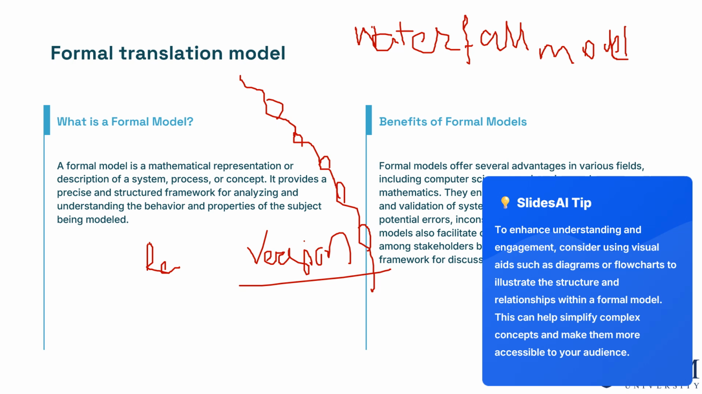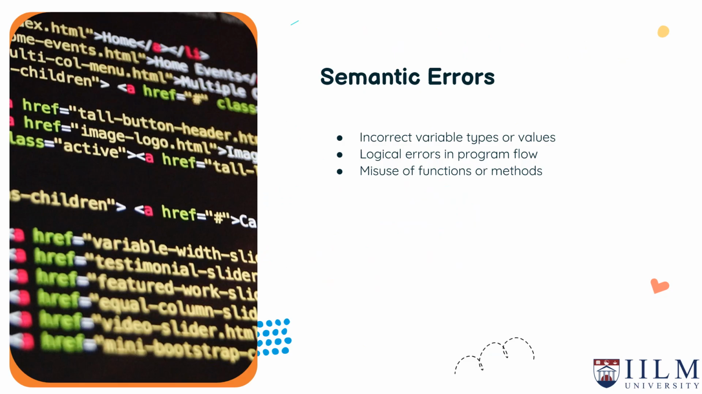So this formal translation model uses different semantic errors such as incorrect variable types and names, logical errors, program flaws, and misuse of functions and methods, to get this translation done smoothly and in a fair manner.